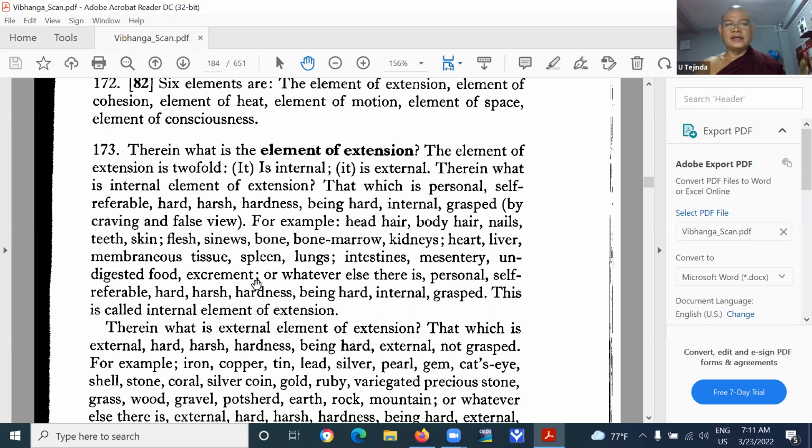But actually, in Abhidhamma, you cannot see the brain. You cannot see Hadayavatthu, heart base. Heart base is the brain. It's found in the Abhidhamma. Yam kinci ajjhattam paccattam kakkhalam kharigatam kakkhalattam upadinnam. Whatever there is personal, so this is called the internal element of earth.